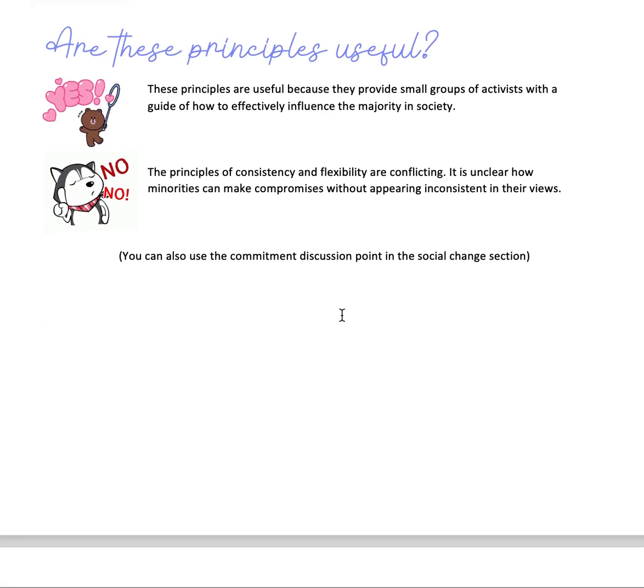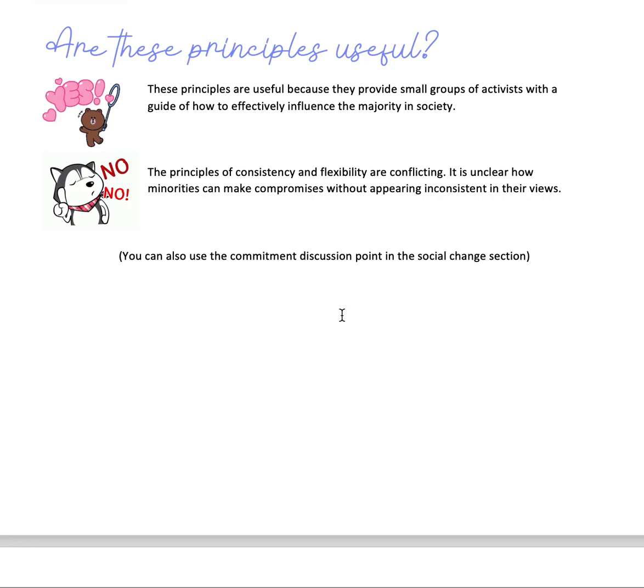Are these principles useful? Yes, they provide small groups of activists with a guide of how to effectively influence the majority in society. So we, as teachers, know that we need to be flexible. We know that we need to show commitment levels. We can't just keep saying we want funding for education and not go on strike to demonstrate how committed we are to the cause, etc.